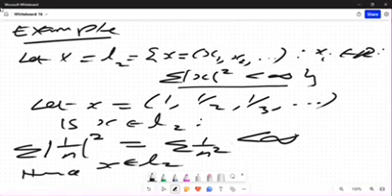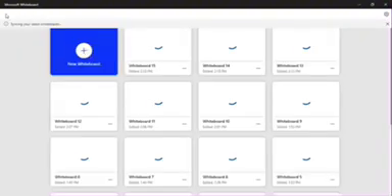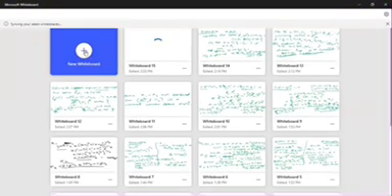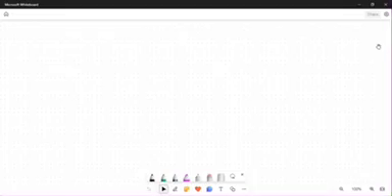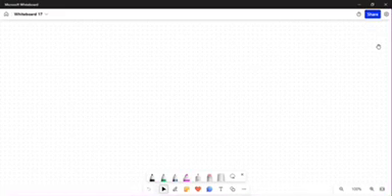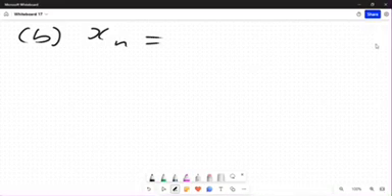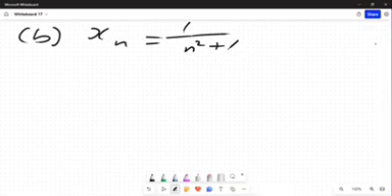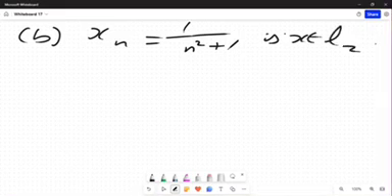Okay, so let's look at the other example that was in L1 and also ask whether it's in L2. It's good to ask some of these questions. We've seen the B sequence was in L1, so we're asking ourselves, is it also in L2? That's the second part of this question. Look at that B sequence, if you remember. Your Xn looks like 1 over n squared plus 1. Is this sequence X in L2?